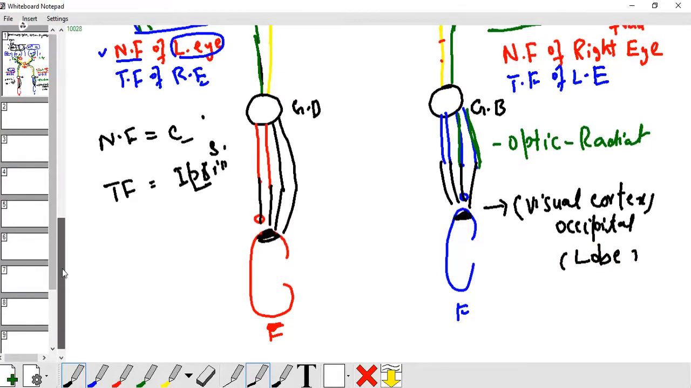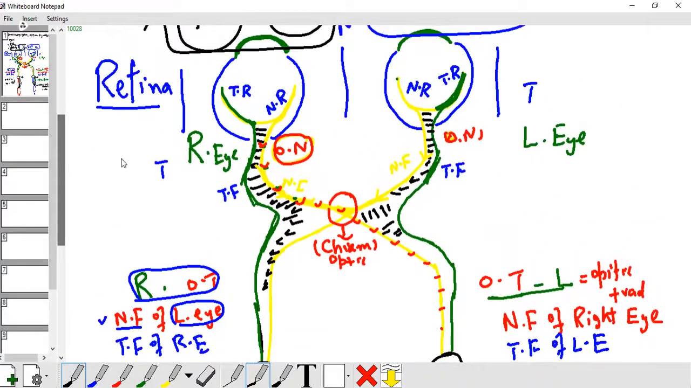It's a visual cortex. Let's go through the full neural pathway here. Start from the retina. The retina has two classifications, temporal retina and nasal retina. From the temporal retina, temporal fiber goes out. From the nasal retina, nasal fiber goes out. Now what happens here to the temporal fiber and nasal fiber?